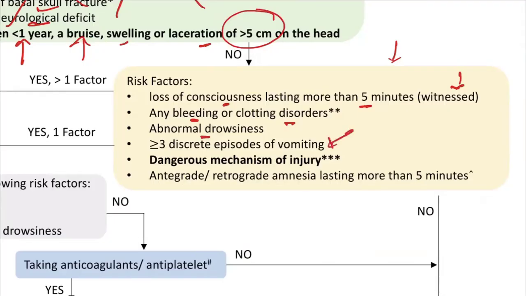If there are 3 discrete episodes of vomiting, what do I mean by that? For example, at 1 p.m. he vomited twice. At 2 p.m. he has vomited once. That doesn't mean 3 discrete episodes of vomiting. So 3 different episodes it should be. For example, at 2 p.m. he vomited thrice. At 3 p.m. he vomited once. At 3:30 he vomited twice. So the 3 different times he has vomited, those are the 3 discrete episodes of vomiting. If present, that is a risk factor.